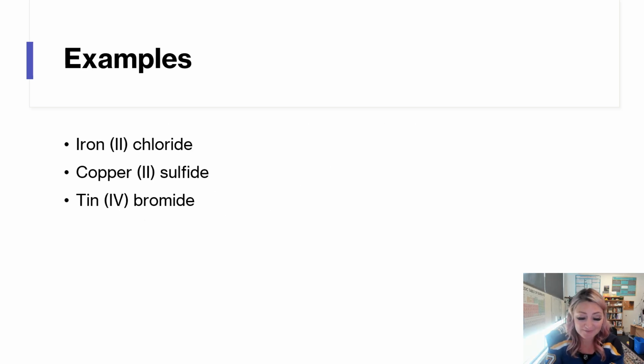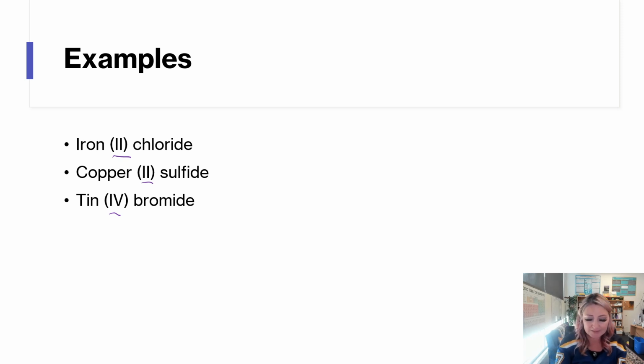Let's practice writing formulas. All right, so the only difference between the representative metals and the transition metals in ionic compounds is the presence of these Roman numerals. And it's actually really nice because when there's a Roman numeral there, I don't have to go to the periodic table to look up the charge. It's just given right there.